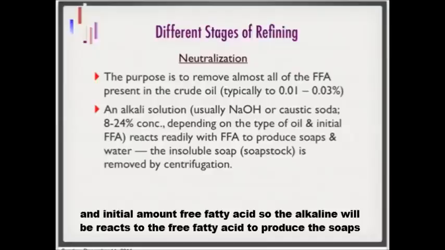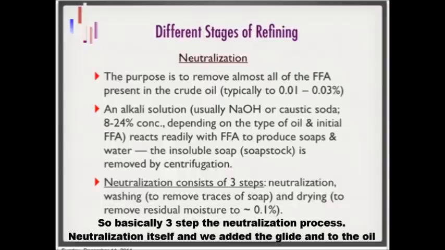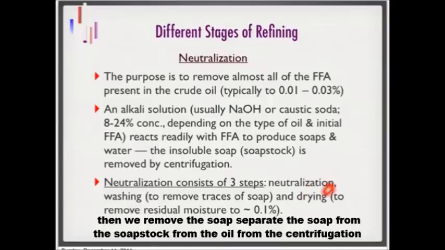So the alkali will react with the free fatty acid to produce soaps, which are insoluble, and it's called soap stock, which can be removed by the separator or by centrifugation. So basically there are 3 steps in the neutralization process. The neutralization itself, when we add the alkali to the oil, then we separate the soap stock from the oil by using centrifugation.